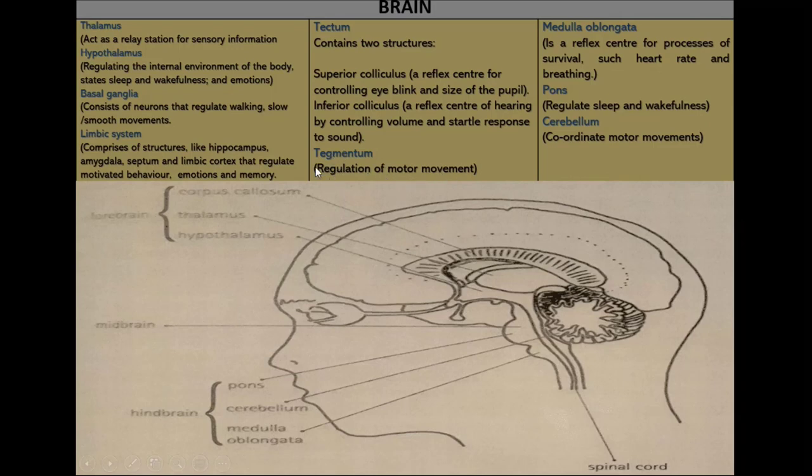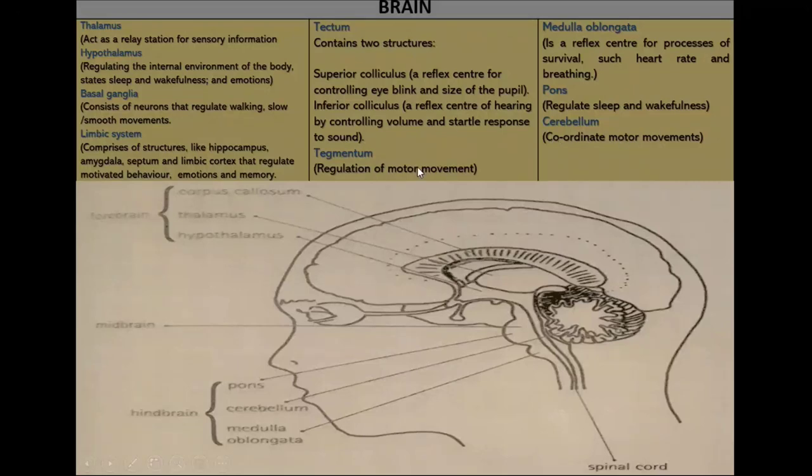So when you study, because your exam is multiple choice, you need to look at the similarities, because that's how we get you as students. You see, both say motor movement, and even here they say smooth movement. However, the difference is that basal ganglia consists of neurons that regulate walking and slow, smooth movement, while here they don't talk about neurons, they just say regulation of motor movement. So know the difference between the two. On our right-hand side, the cerebellum coordinates motor movements. Movement, movement, movement. So be mindful when you study.